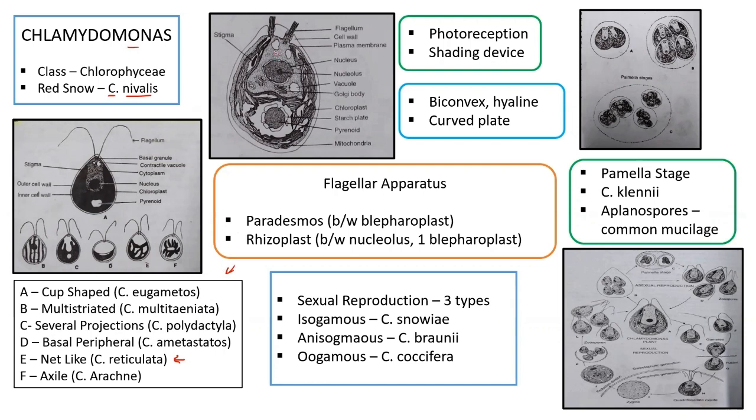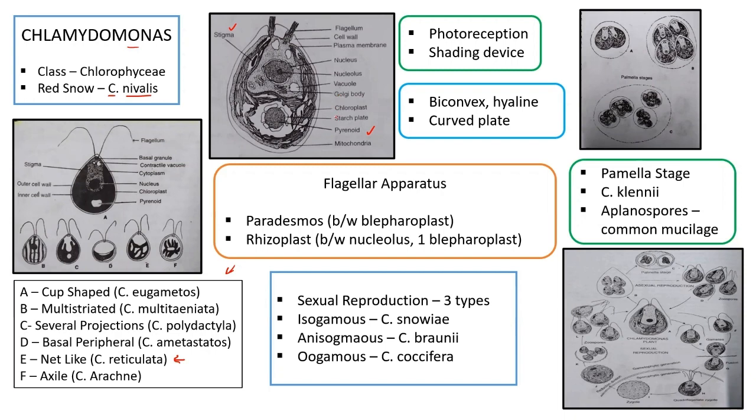Then you should be also knowing the structure of the thallus and what are the organelles that it contains. The two main important organelles is the stigma and the pyrenoids. What are their function? What is the role? Now, if you talk about the stigma, then it is the organ which is called as a shading device, or it is meant for photoreception. And now, if we talk about its structure, then it has got a lens which is biconvex, and it is hyaline, and the lower part is the curved plate or the pigmentosa. You should be knowing about it.